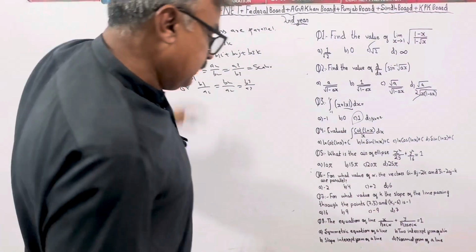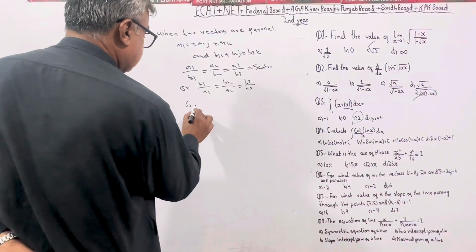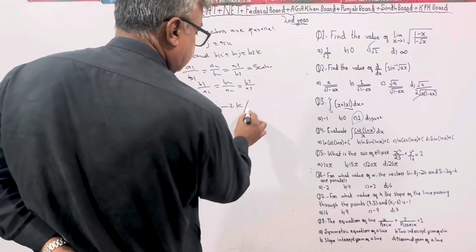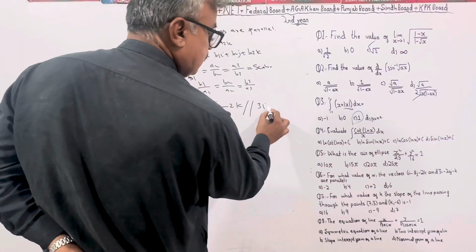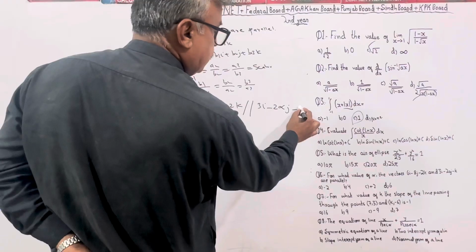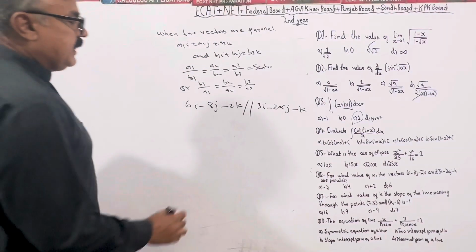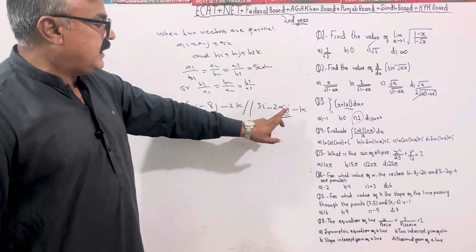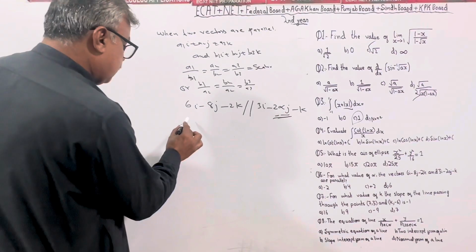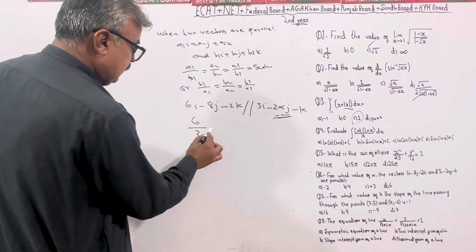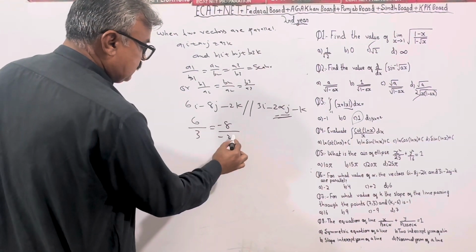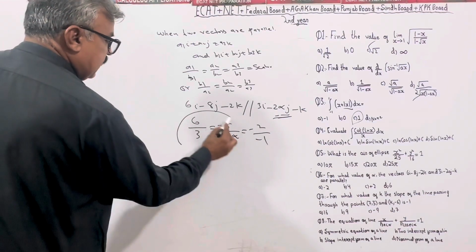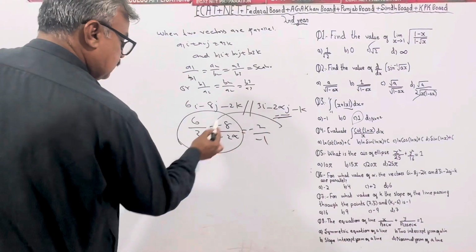So we have been given the vectors 6i minus 8j minus 2k is parallel to 3i minus 2 alpha j minus k. Okay, cool. We have to take j anyhow because we have the unknown alpha in j. Compare 6 over 3 is equal to minus 8 over minus 2 alpha is equal to minus 2 over minus 1. Take any two and you will get alpha. Take these two, you will get alpha.